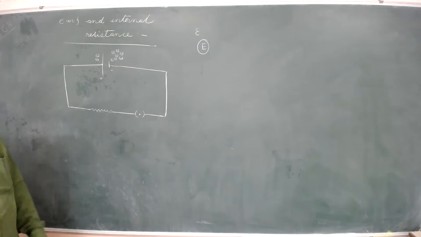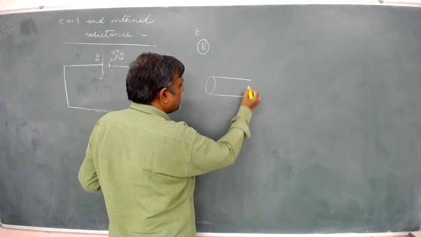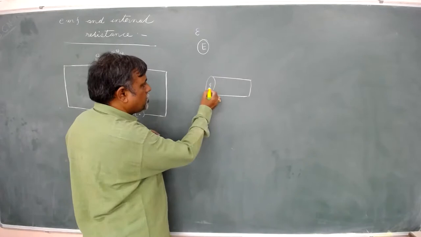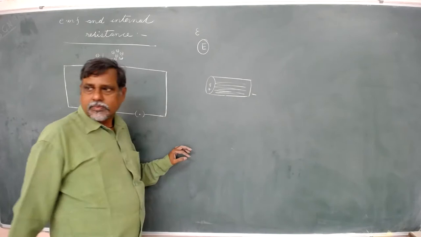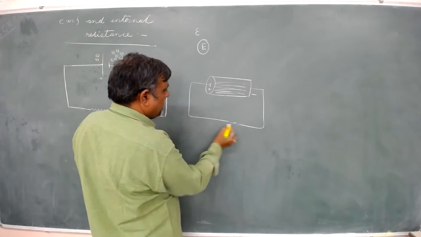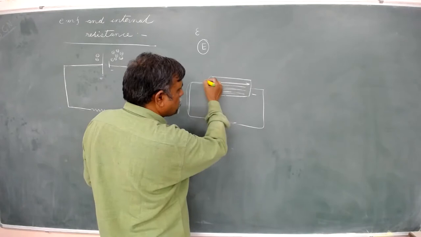Now look at this. This is the battery. This is the positive pole, this is the negative pole. And inside, what is there? Chemical reagents. When this is connected, the electron will be coming over here and the electron will stay here. That electron has to be moved by the chemical.